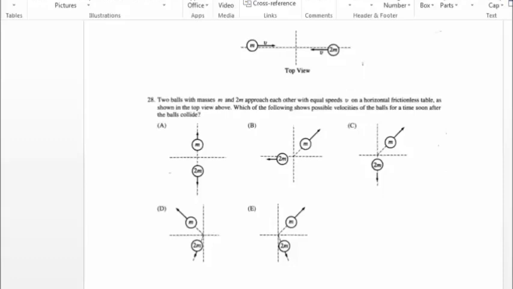not possible because there is a net momentum in the y direction; it is not along the x-axis. The net momentum is not along the x-axis. Here also it is not along the x-axis. Now here, if you see in this case, this is 2m and this is m, but then the momentum vector is longer, so this momentum vector is shorter.